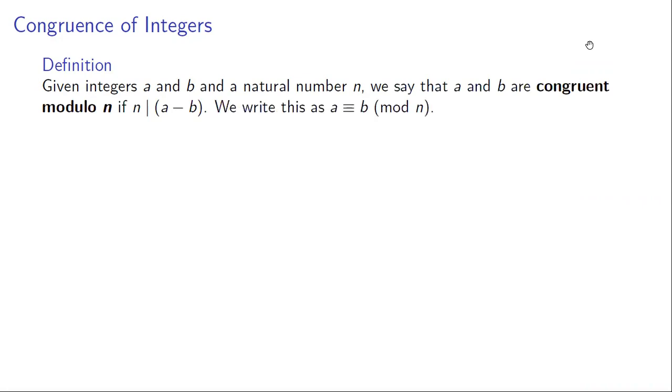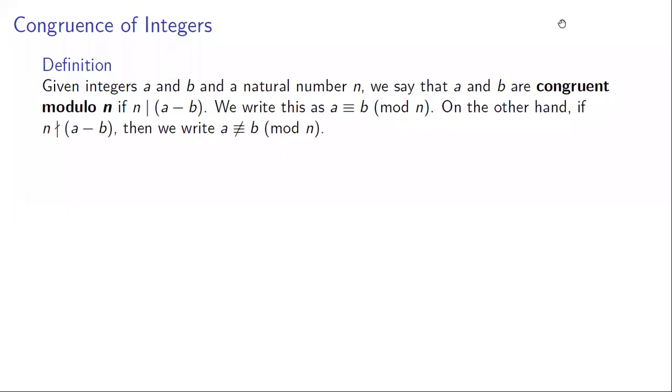We write this like this, right? So a is congruent to b mod n, or a and b are congruent mod n. On the other hand, if n does not divide a minus b, then we write that a is not congruent to b mod n. Okay, so this notation includes a few parts. It includes a, it includes b, and it includes n. And what we're saying here is that a is congruent to b mod n. In other words, n divides a minus b.